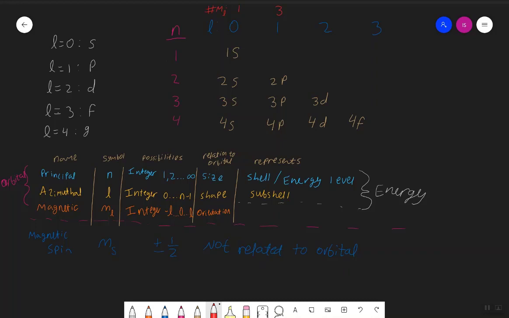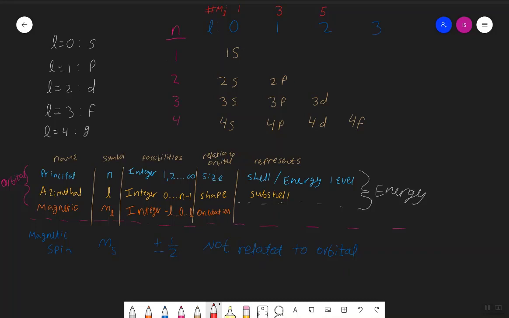For l equals 2, right, there are then 5 different possibilities for ml. We could have -2, -1, 0, 1, or 2. So there are 5 different orbitals in l equals 2. Okay, so what this is saying is there's one 1s orbital, one 2s orbital, one 3s, one 4s, right? Any s orbital, there's only one. There are 3 orbitals in the 2p subshell. There are 3 orbitals in the 3p subshell, right? The number of orbitals only depends on the letter.